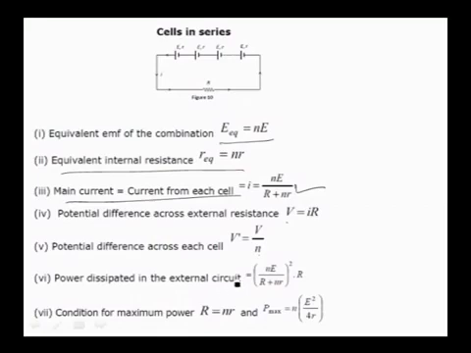The power dissipated is I squared R, where this is the value of I. The condition for maximum power is that the external resistance is equal to the sum of the internal resistances, that is R = nr. Then the power in the circuit is maximum, that is equal to nE squared divided by 4R.